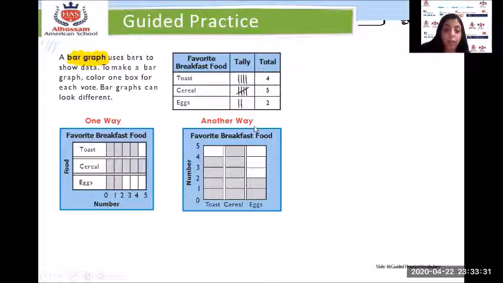Or you can draw it like that. So you can write the numbers on the left side and the choices like that. 1, 2, 3, 4, exactly like the number of the tallies, and so on. You choose what you like.